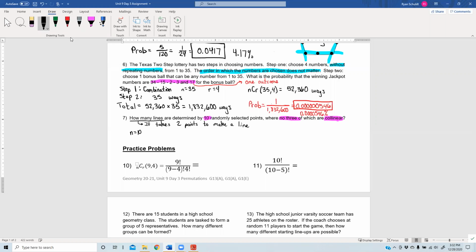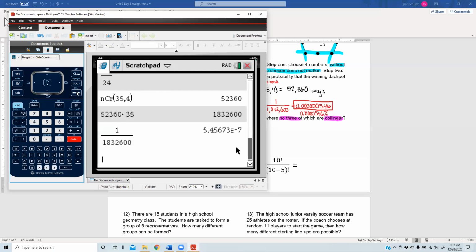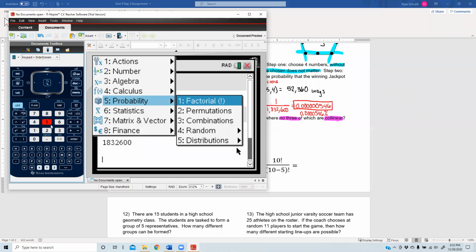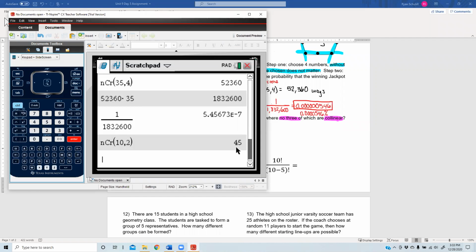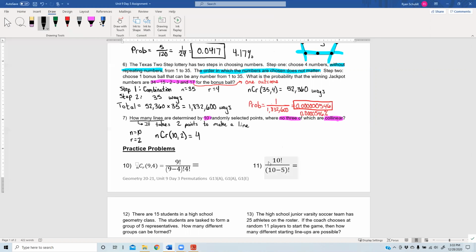N is 10. R is 2. So we've got a combination where we have 10 and we're picking 2. So menu, probability, combination. We have 10 points and we're picking 2 of them. That gives us 45 options. So there's 45 lines. There's our answer.